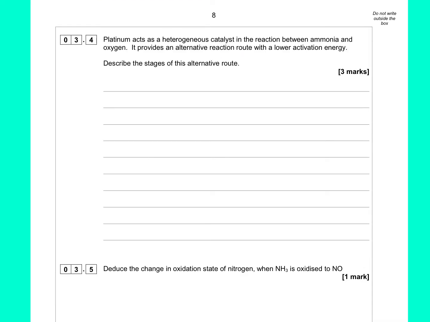So here we're being asked to describe the stages in how a heterogeneous catalyst works. So as always, when describing stages of things that happen in several stages, I would break it up. I'd even number those stages. So I'd say step 1, that the reactants, and you can name them as ammonia and oxygen, or just say the reactants, are going to adsorb onto the surface of the platinum catalyst.